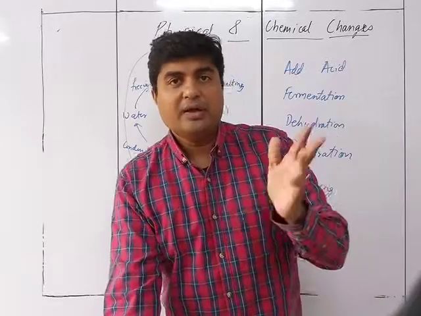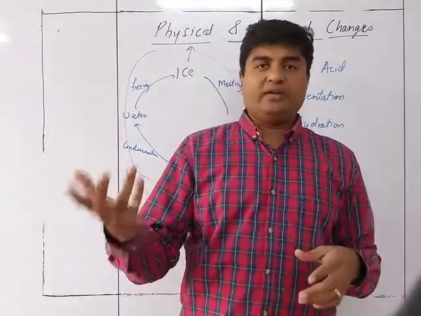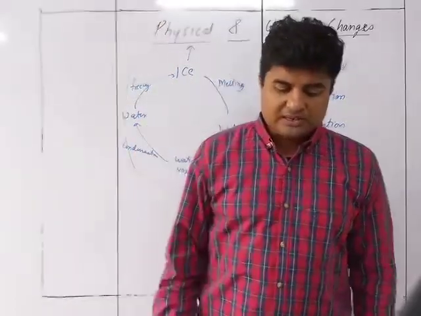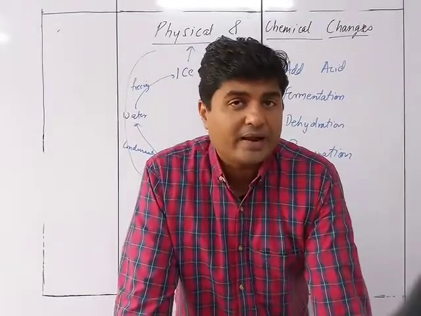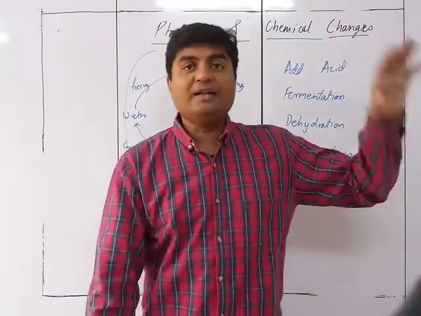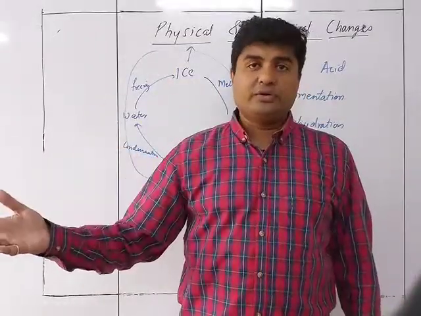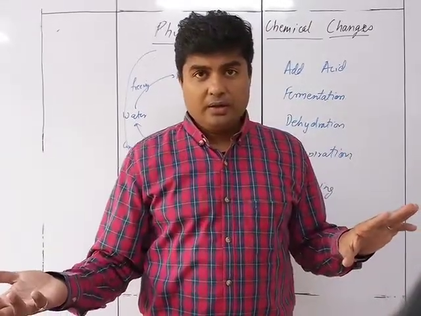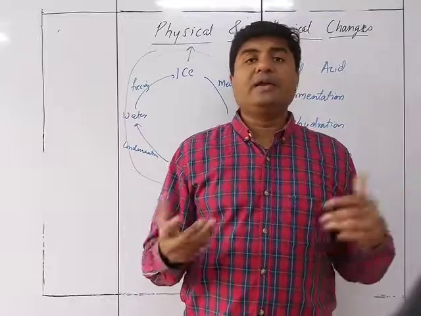So what has happened? Iron and sulfuric acid has now turned into iron sulfate, a soluble compound, and hydrogen gas is given out. So this is a kind of chemical change which is taking place. So the final product of iron and sulfuric acid becomes iron sulfate and hydrogen. So you can see completely new substances are formed, and they will have properties completely different from the original properties.